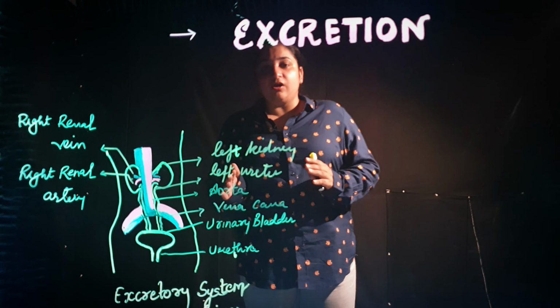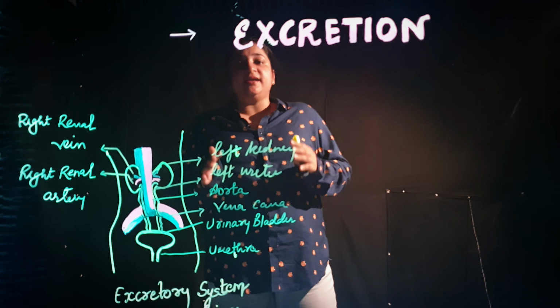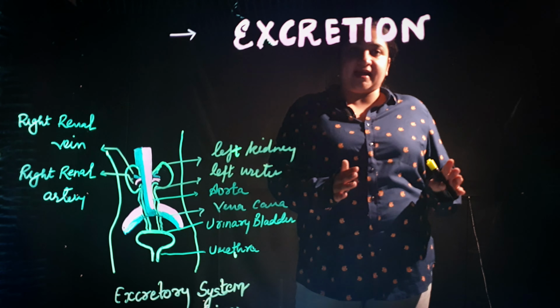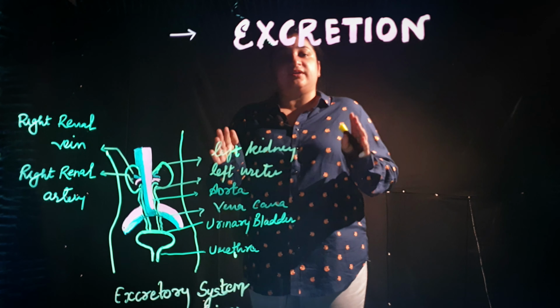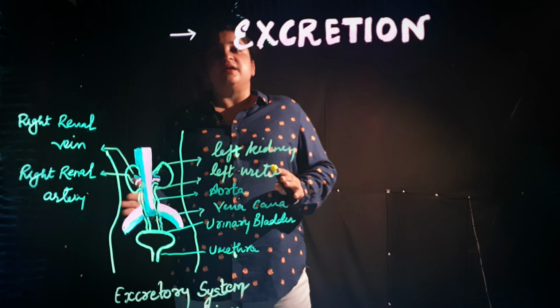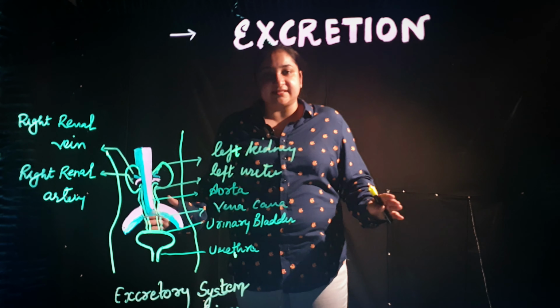Today we are considering excretion. Excretion is the removal of metabolic waste from our body, like urea and uric acid. Urea and uric acid can be used as fertilizers for the plants. Now let's see the components of the excretory system.